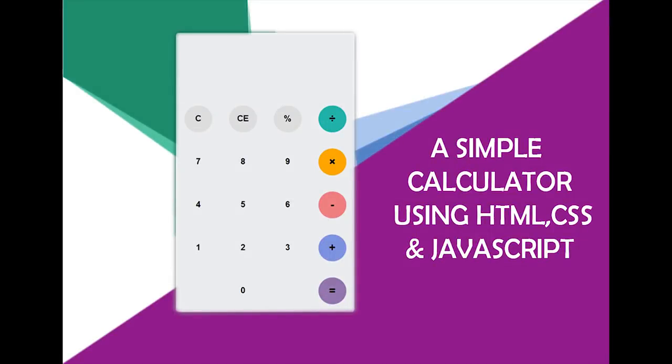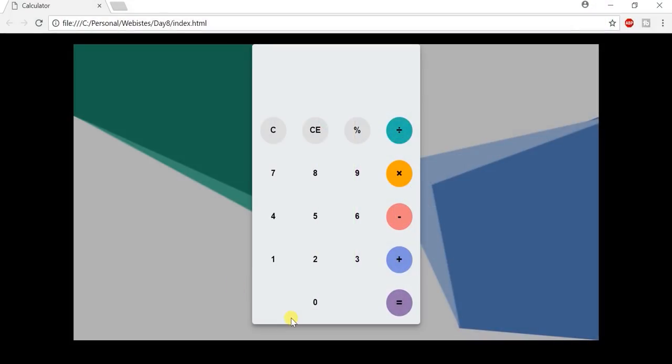This is Sabarna and today we are going to learn how to create a simple calculator using HTML, CSS and JavaScript. That's the calculator that we are going to build in this tutorial. That's the basic operations done in calculator. There's a backspace and clear button as well.